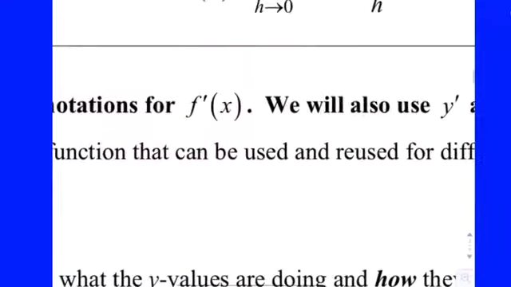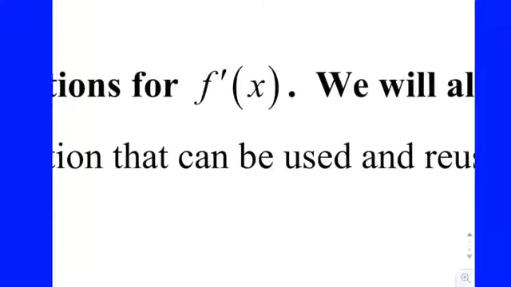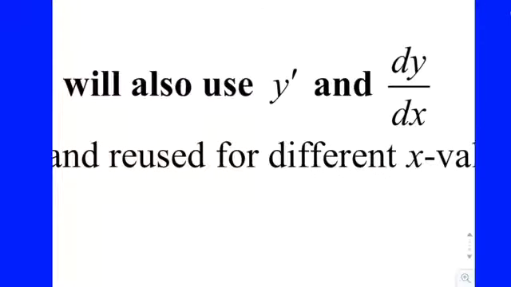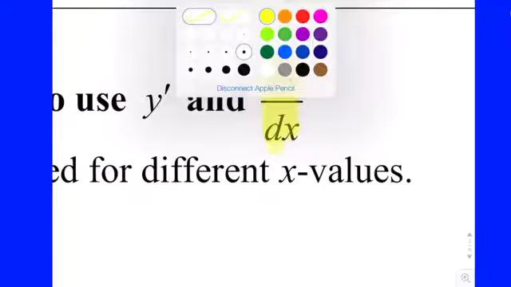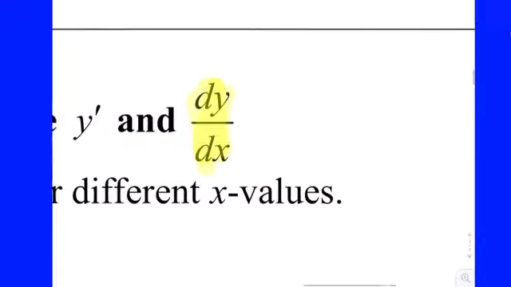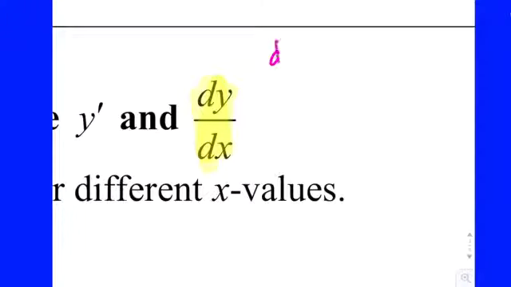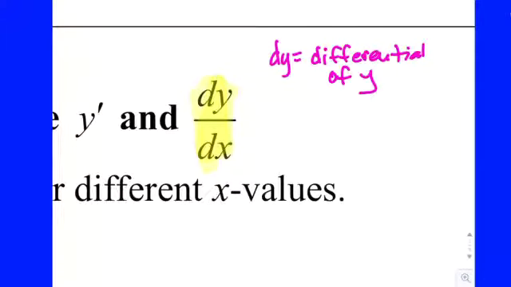Okay, so there are other notations that we use for f prime. We will use y prime, like if you have an equation that's y equals instead of f equals, we'll use y prime. But we also use this one, and this is kind of my personal favorite. dy over dx. You can read it as dy over dx. You can also read it as this. dy is called the differential of y. We'll talk about differentials later in the year. Differential of y, and of course dx would be the differential of x.